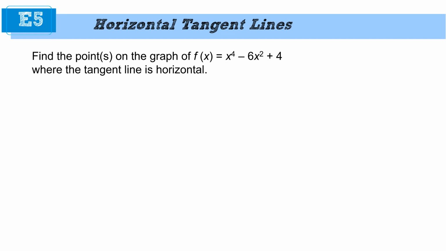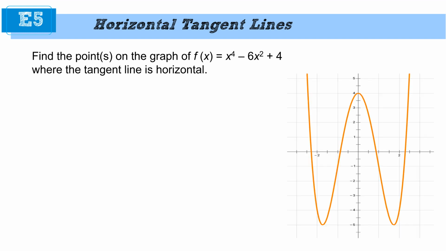Yes? Brooke, what's a derivative? 4x cubed minus 12x. Outstanding. Once we have the derivative, it represents the slope of the tangent line anywhere on the graph. It just depends on where you are. And we want to figure out where it's horizontal. So what's true about the slope of the tangent line when it's horizontal? It equals 0. Beautiful. So take that derivative and set it equal to 0.